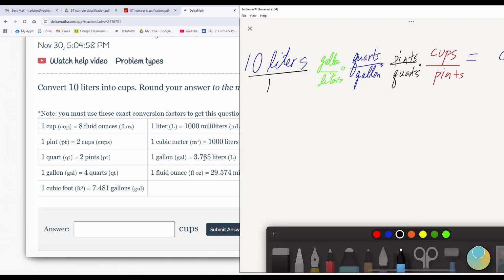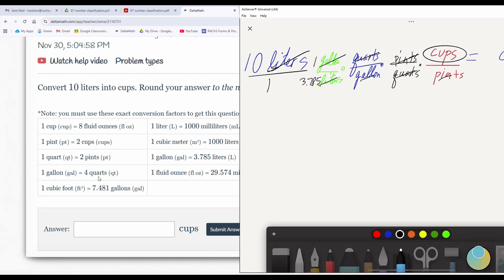So I can cancel liters, I can cancel gallons, I can cancel quarts, I can cancel pints, and I'm left with cups. Now, I need to get the numbers that are associated with each one of these conversion factors. So let's just go back. It says 1 gallon is equal to 3.785 liters. All right.